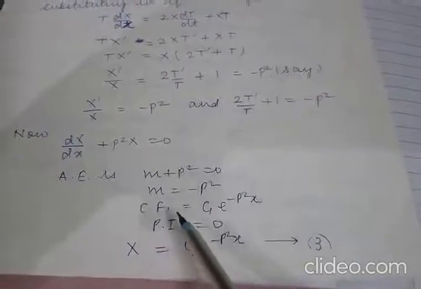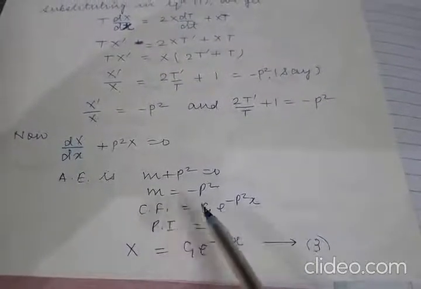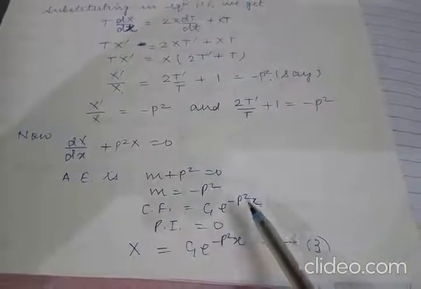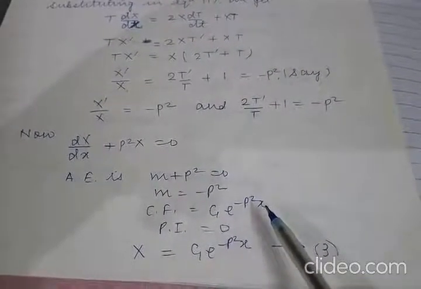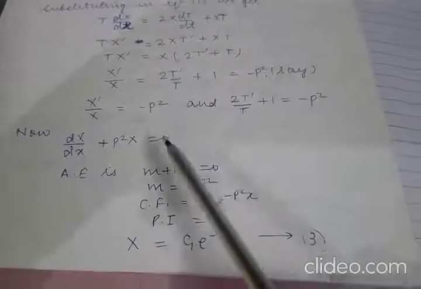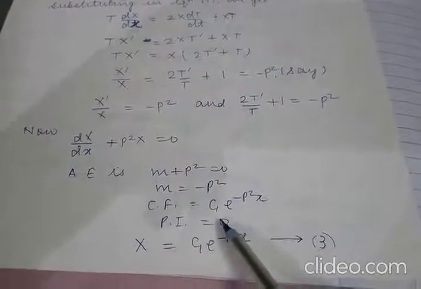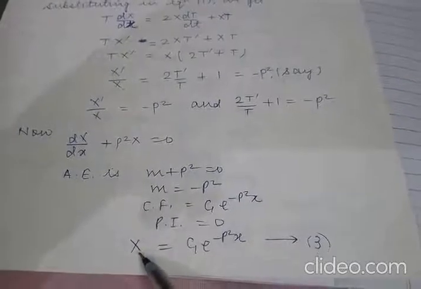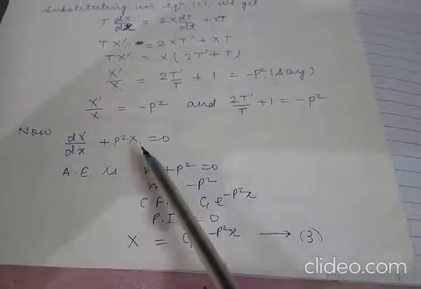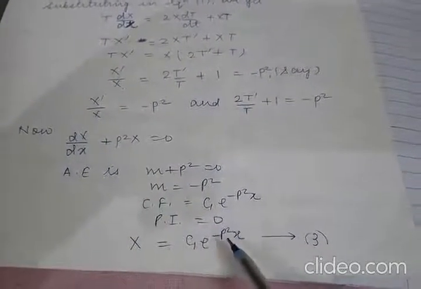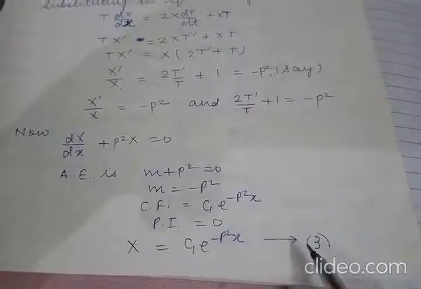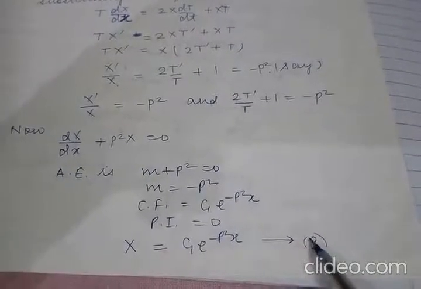Then the complementary function of the given equation will be c1 e to power minus p square x. Since this is a homogeneous equation, the particular integral will be 0. Then the general solution of the equation will be c1 e to power minus p square x. We will write it as equation 3.